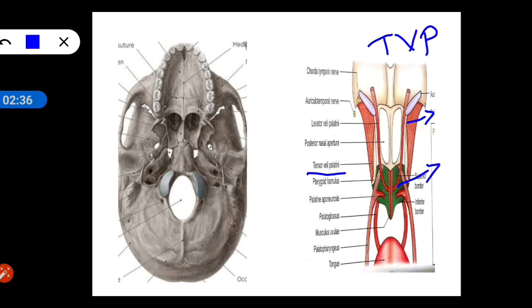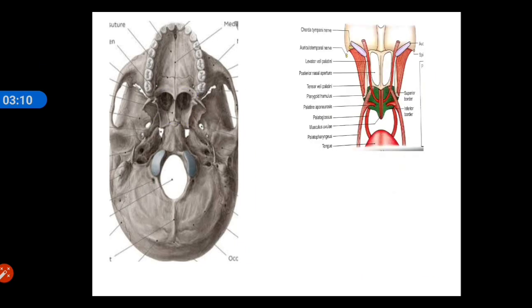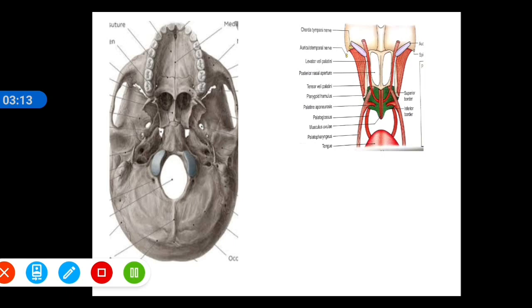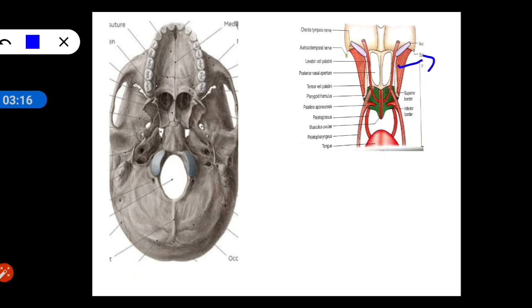The palatine aponeurosis is attached to the undersurface of the posterior margin of the hard palate up to the palatine crest. So this is attached up to the palatine crest. So it is in this region the soft palate is present. So this is the palatine aponeurosis which forms the fibrous framework of the soft palate, and it is formed by the tensor veli palatini muscle. In the next slide, we will see the attachment of the tensor veli palatini muscle.